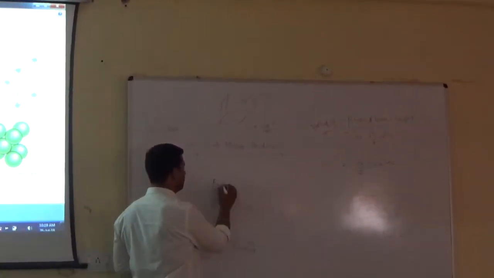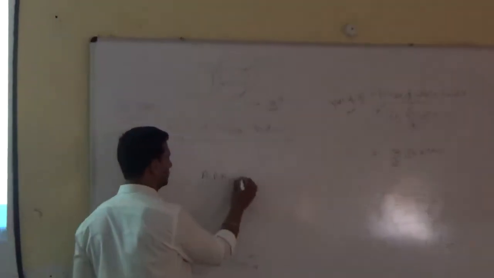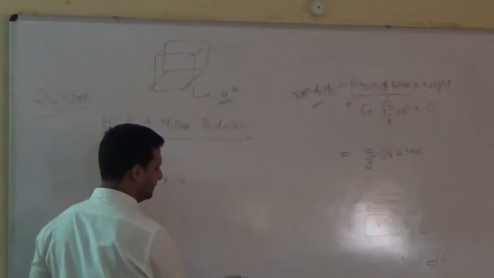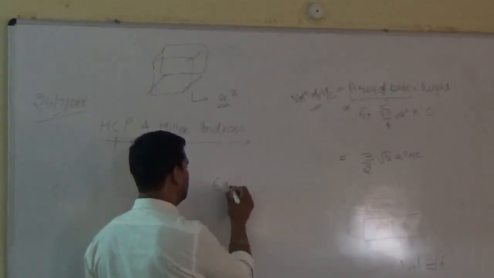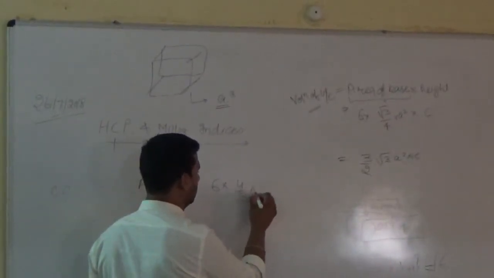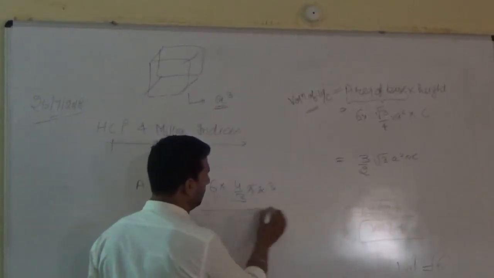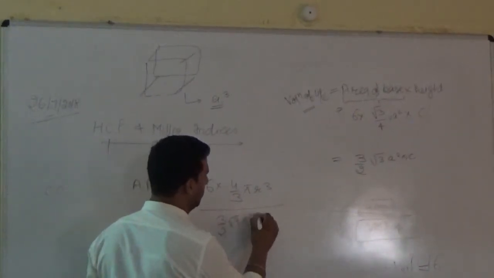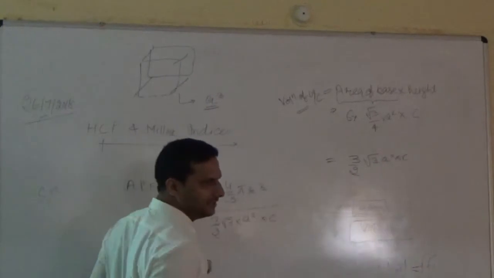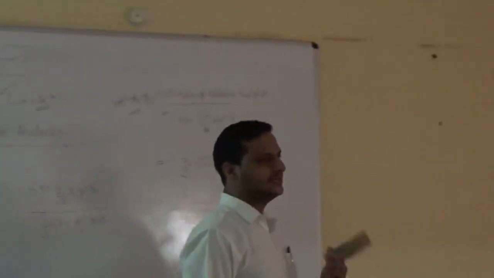Now atomic packing factor is equal to number of atoms, 6. Good. 6 into 4 by 3 pi r cube divided by 3 by 2 root 3 multiplied by A square multiplied by C. From the X-ray diffraction.